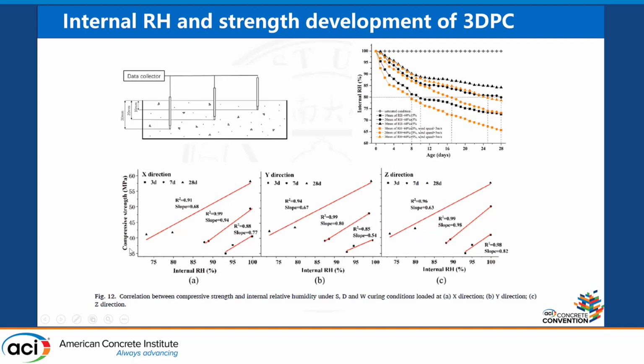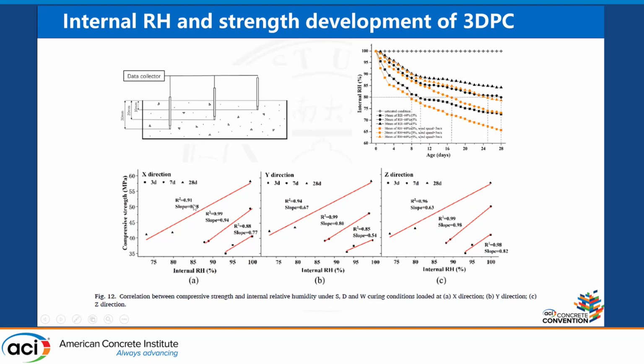It's also very interesting to find that at early ages, you can see here three figures, the relationship between the compressive strength and the internal relative humidity. When we compare their relation at the same curing age, we find that at early ages, this relationship is very dependent on the age. At very early ages, we can see the slope of the relation is much higher and much more scattered.